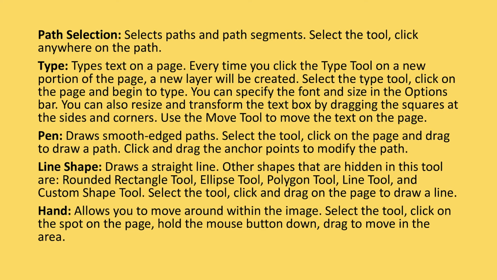Next is line shape. Draws a straight line. Other shapes that are hidden in this tool are rounded rectangle tool, ellipse tool, polygon tool, line tool and custom shape tool. Select the tool, click and drag on the page to draw a line.